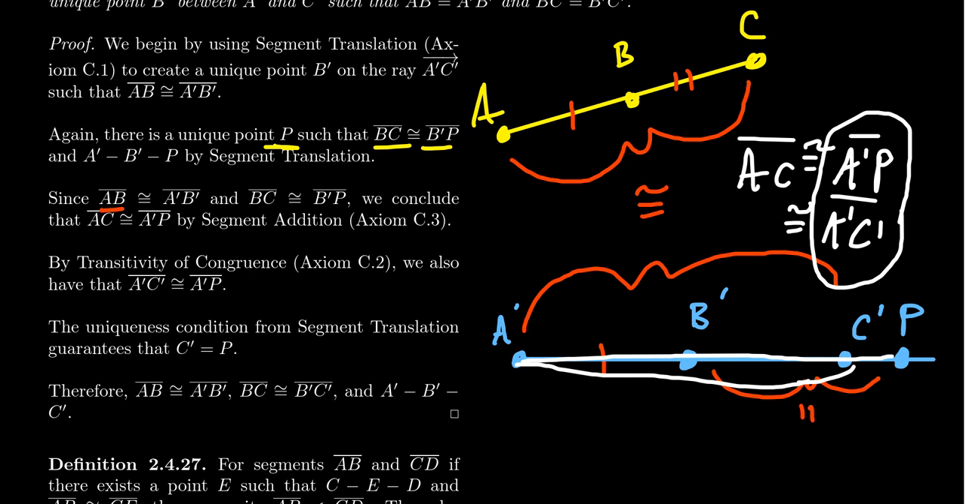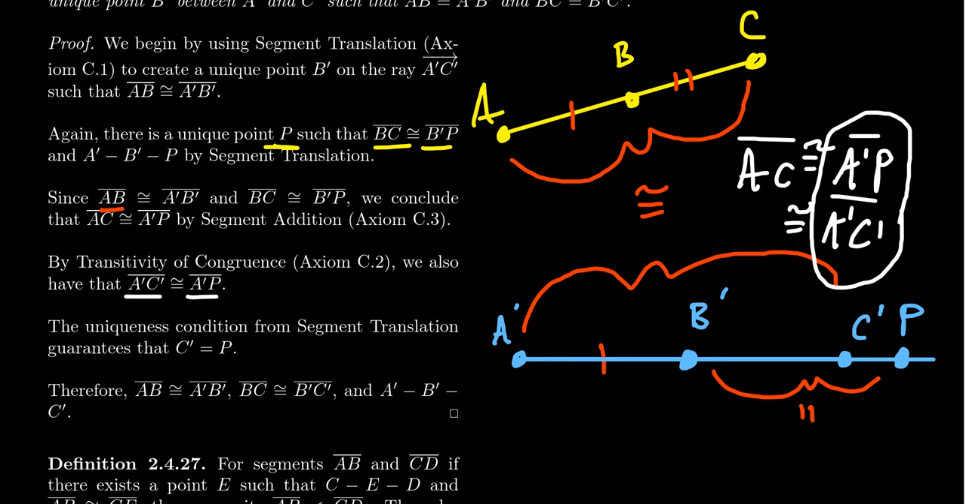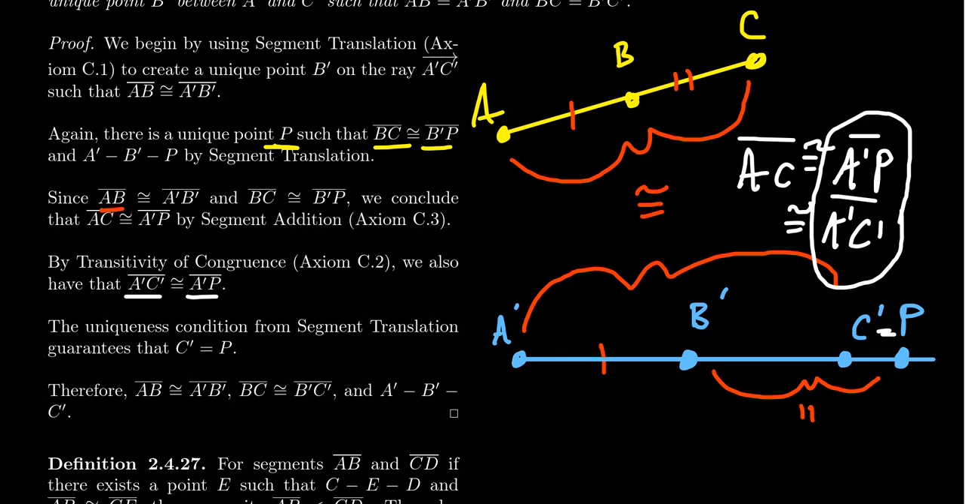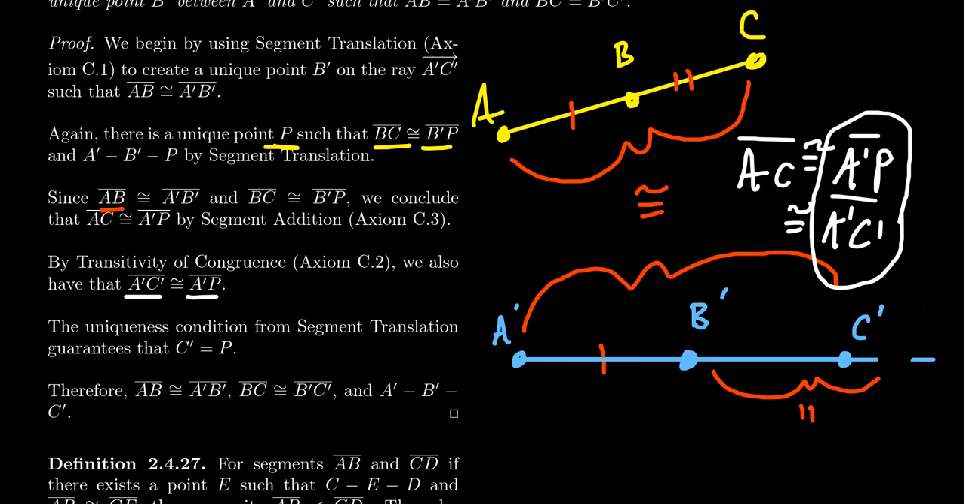And then we're going to come back to segment translation here. We have two segments on the exact same ray. Both of these segments start at A prime. We have a congruence between two segments on the same ray. By the uniqueness condition of segment translation, it's got to happen that C prime and P are actually the same point, like so.